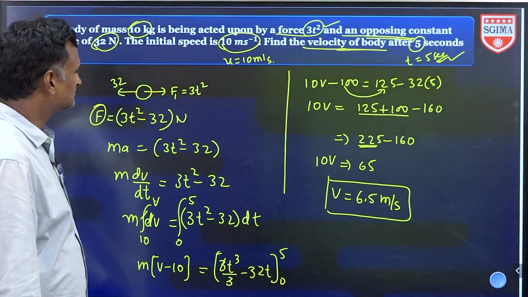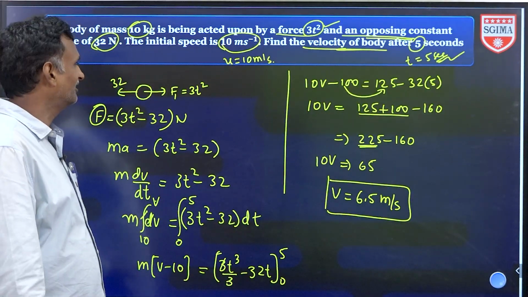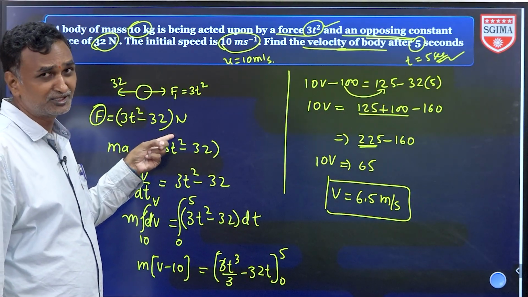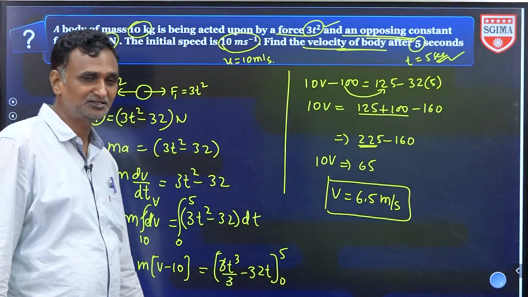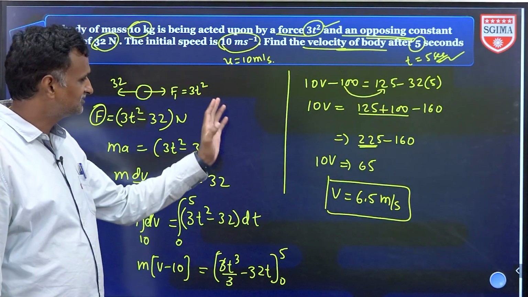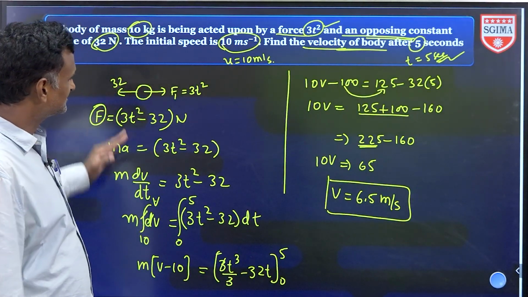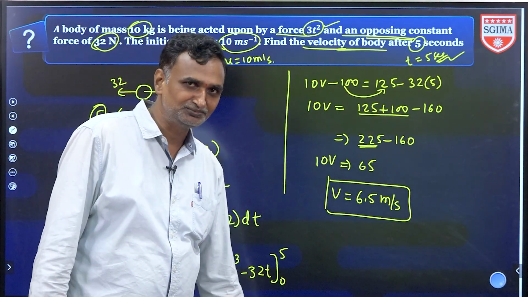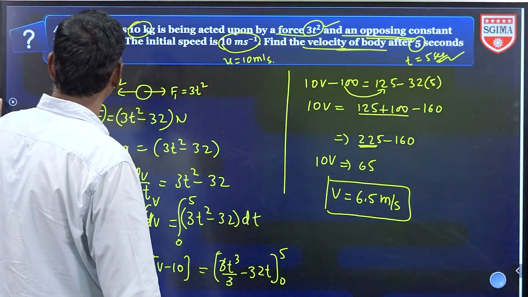Actually, the speed is decreasing. Why is the speed decreasing? Because the force is opposing. That's why the speed is decreasing. No problem, the answer is this much. So this is the way we need to solve the question. Okay, let us move on to the next slide.